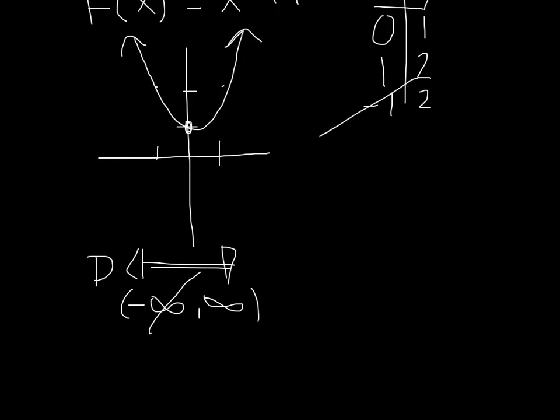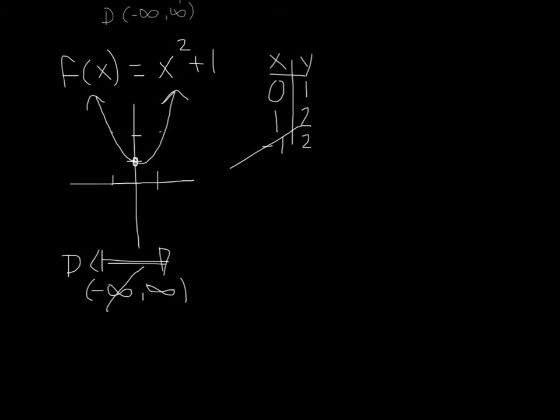Now, how far does it go up and down? Well, what we see is the graph has a lower bound right here of positive 1, and then it goes up to infinity. So we'll write the range as bracket 1 comma infinity, because it goes from 1 up to infinity.